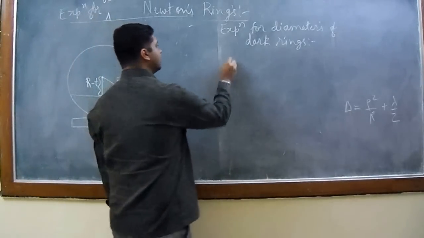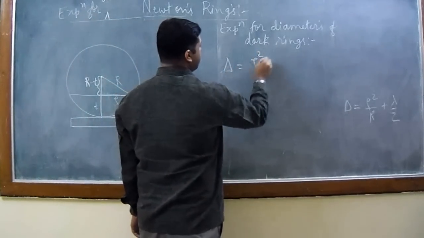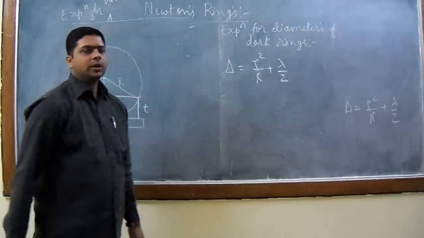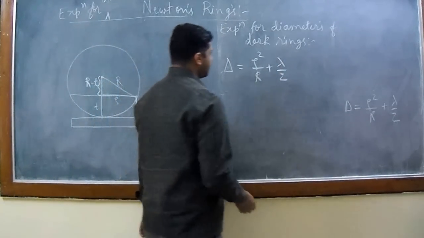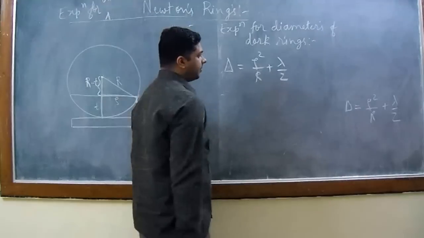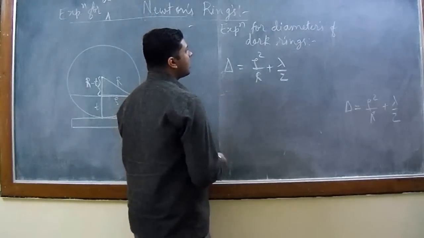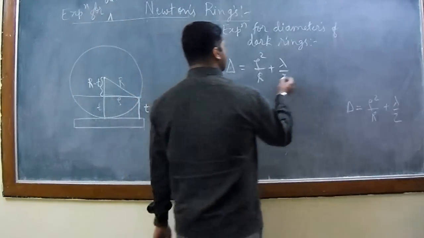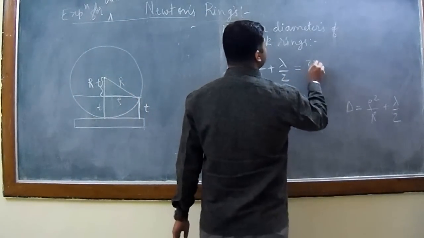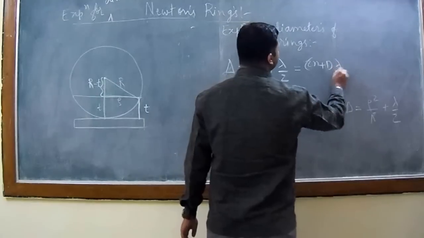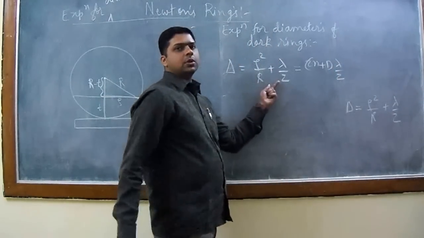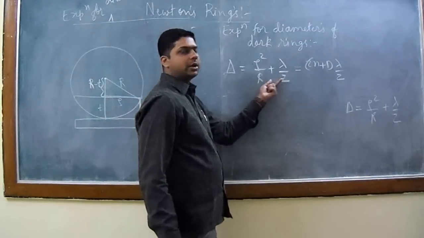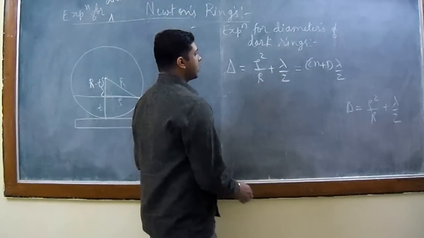Now, as we know, the path difference is rho square upon r plus lambda by 2. This is the path difference in case of this wedge-shaped film, where rho is the radius of Newton's ring. Now, as we want to derive the expression for diameter of dark ring, we have to equate this path difference to (2n+1) lambda by 2, because if we equate path difference to odd integral multiple of half the wavelength, then it becomes the condition of minima, or the condition for destructive interference or darkness.